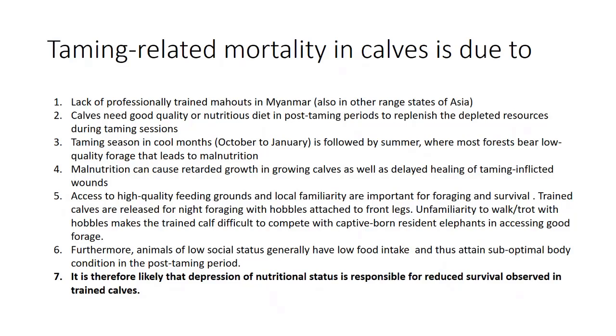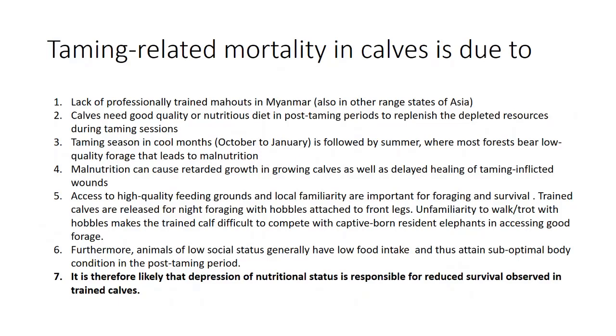It's very important. They have to recover from the stress they are in during taming sessions. Taming season in cool months is followed by summer, where most forests bear low quality forage that leads to malnutrition. So weather is one of the things responsible for elephants getting infected, and the wounds or bruises from taming cannot heal properly, because if they are in malnutrition, it takes longer to heal. And malnutrition causes retarded growth as well as delayed healing of taming inflammatory wounds.